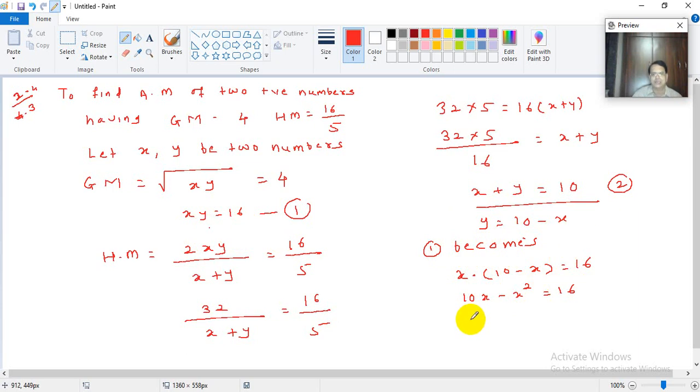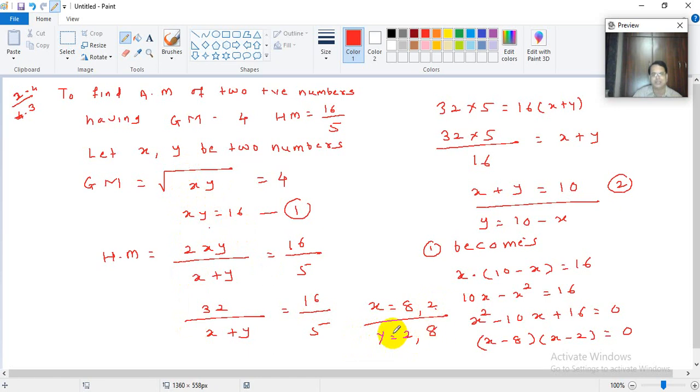बरोबर ना? म्हणजेच काय झालं? x squared minus 10x plus 16 is 0. It means what? x minus 8 into x minus 2 equal to 0. म्हणजेच काय झालं? x is equal to 8 or 2. या दोन व्हॅल्यू झाल्या xच्या. आणि मग y म्हणजे काय आहे बघा तुमचं? तुम्हाला इथे फॉर्म्युला आहे ना, x इंटू वाय 16 आहे. मग त्यामुळे x ज्यावेळी 8 असेल त्यावेळी yच्या व्हॅल्यूज काय येणार? 2 येणार आणि हे 2 असेल त्यावेळी हे 8 येणार. सो 8 and 2 आर दोज 2 नंबर्स, राईट?